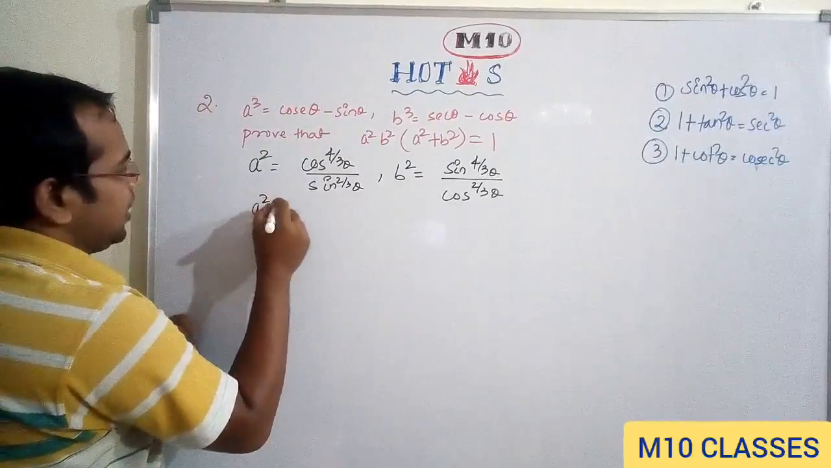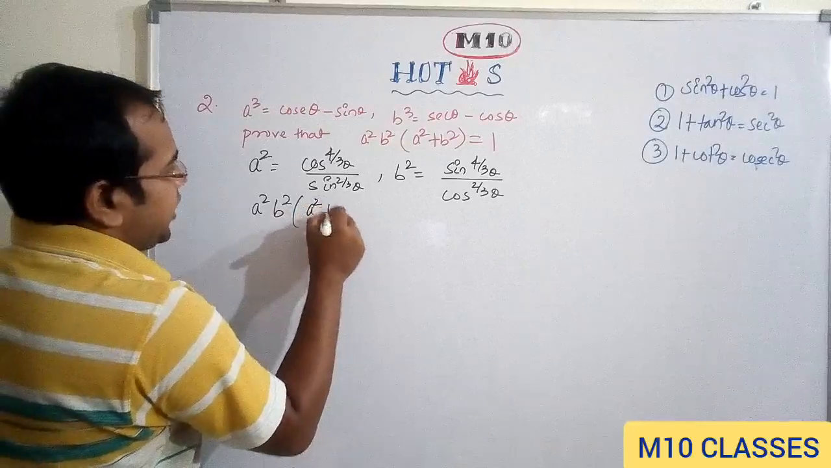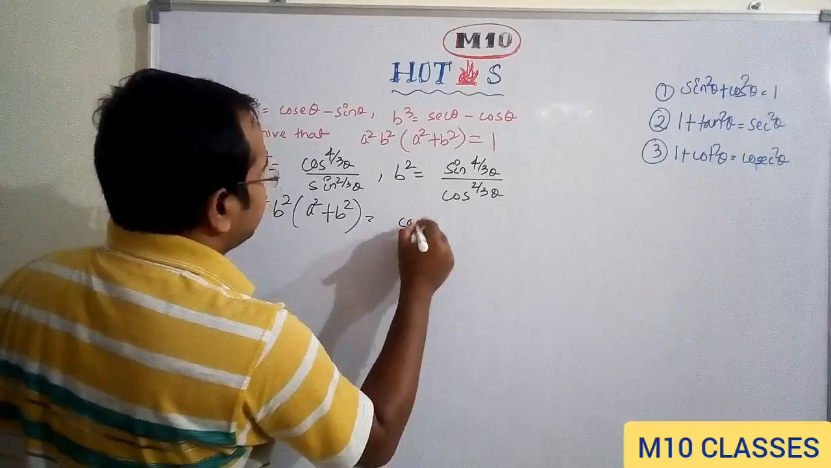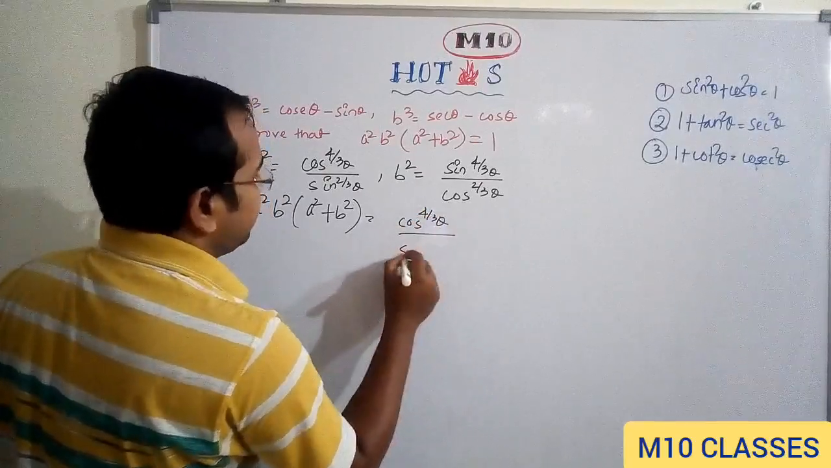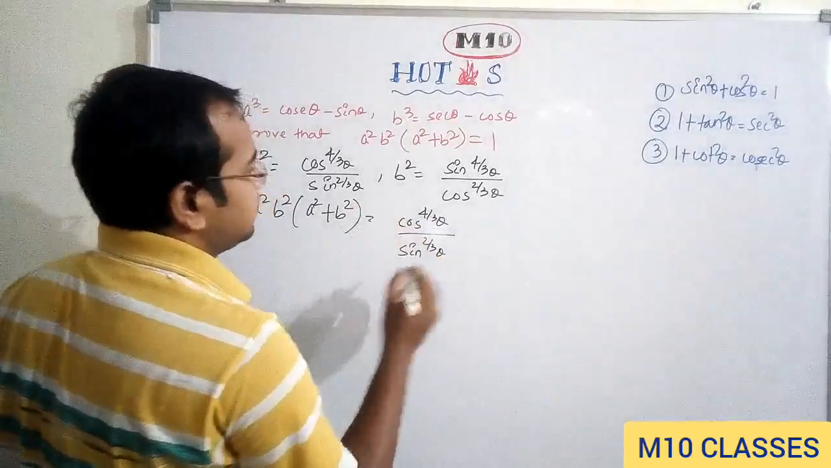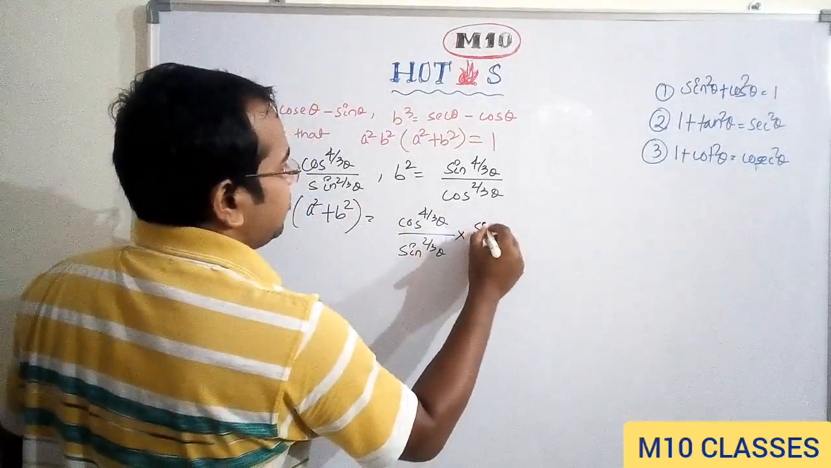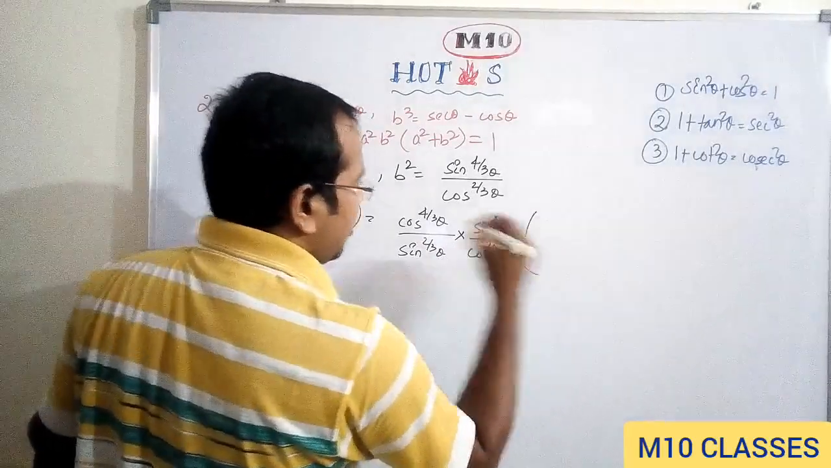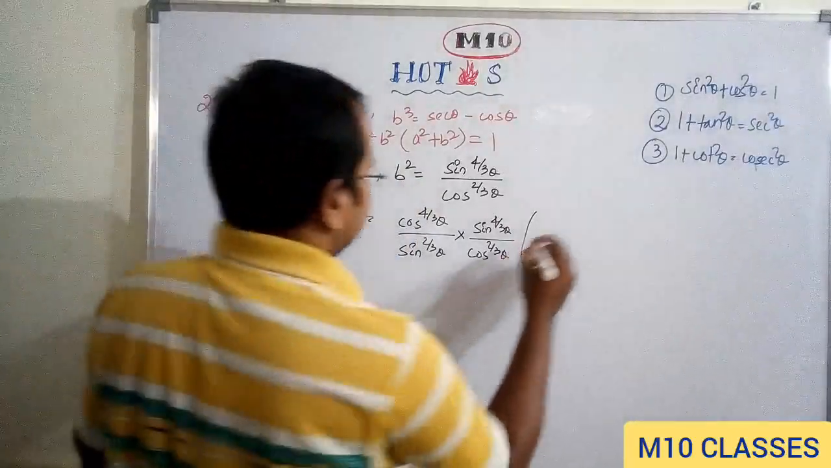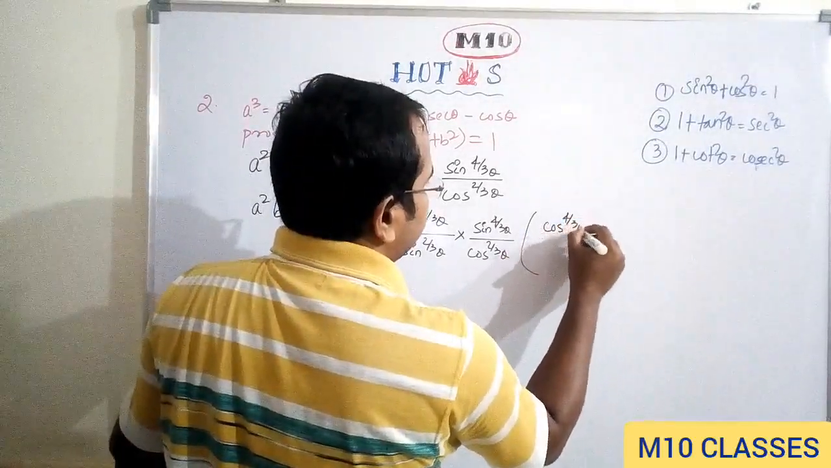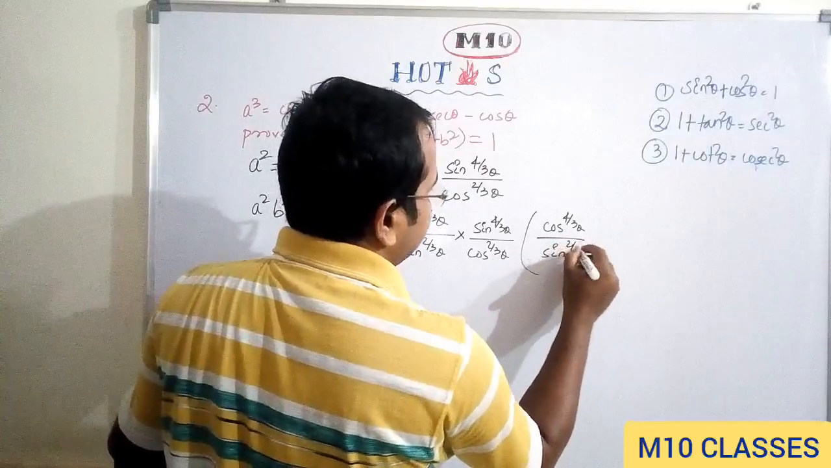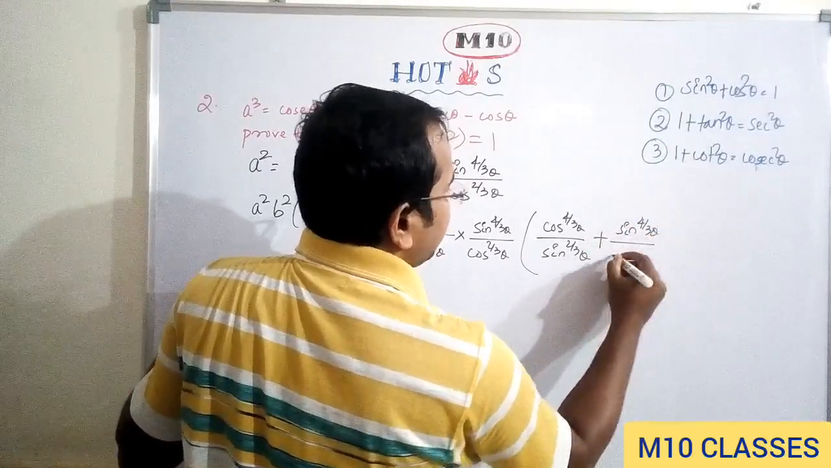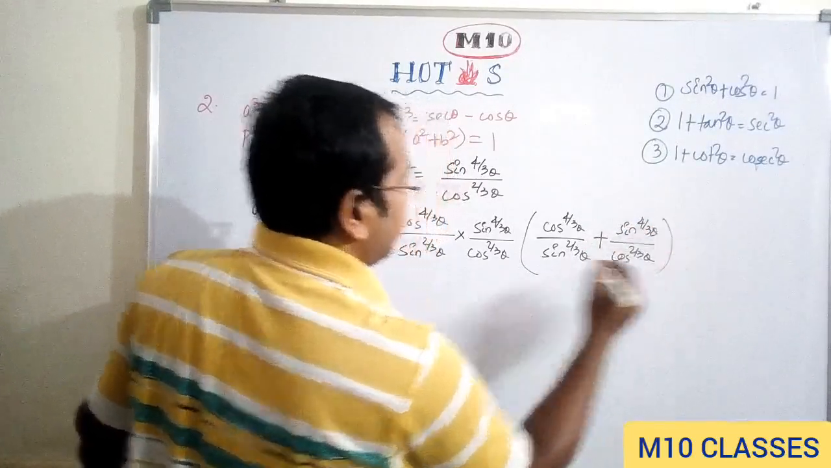(a square b square) whole into a square plus b square. Okay, now see, cos to the power 4 by 3 theta divided by sin to the power 2 by 3 theta into sin to the power 4 by 3 theta divided by cos to the power 2 by 3 theta, whole into a square plus b square. Now put the values: cos to the power 4 by 3 theta divided by sin to the power 2 by 3 theta plus sin to the power 4 by 3 theta divided by cos to the power 2 by 3 theta. This is what you need to get.